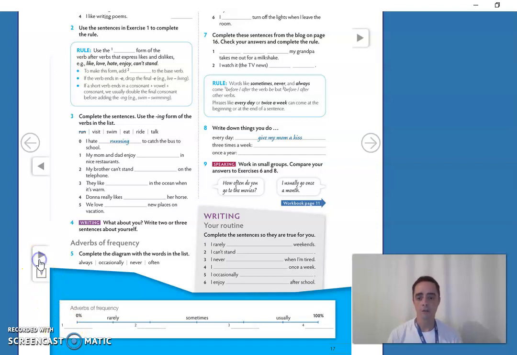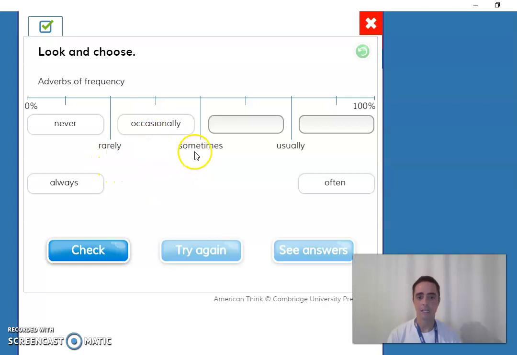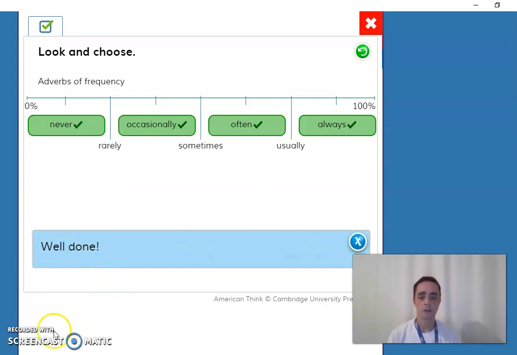Let's check on my answer page. Okay, so 0% I'm going to put never. Then I have rarely. Then I have occasionally, sometimes, often, and 100% always. Let's check. Okay, that's it.